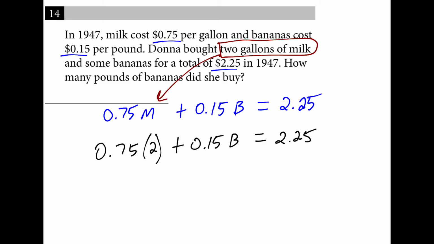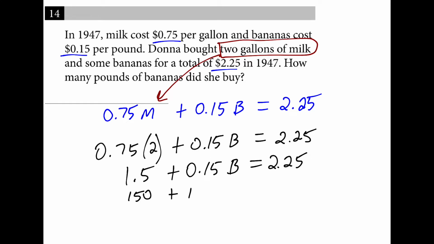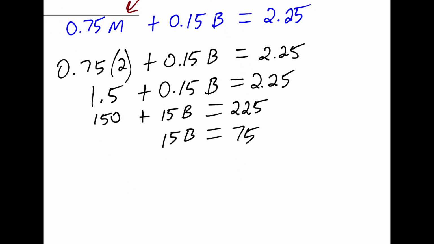So we substitute the 2, and we have choices here. I might choose to multiply everything by 100. That gives me 150 plus 15b is equal to 225. That way when I subtract 150 from both sides, I have 15b is equal to 75. You could do it with decimals, by the way, but this way works too. And b is going to be equal to 5.